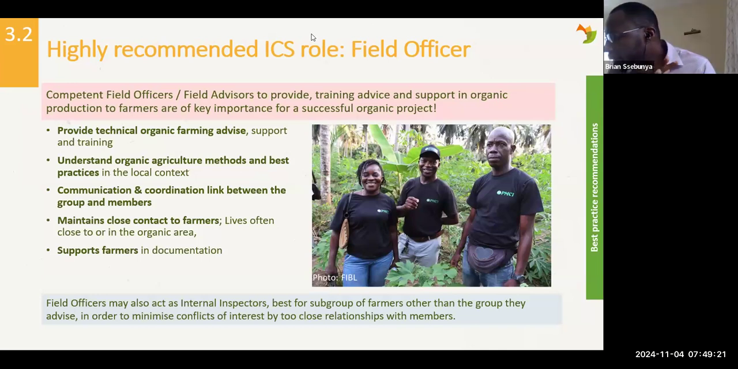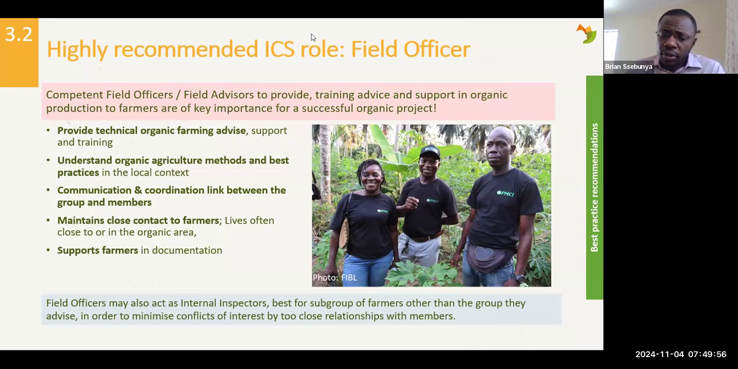There is another role that is critical for the ICS, which is not directly mentioned by the standards: the field officers, and I'm sure you all know them. In some cases, we call them trainers, extension officers, field advisors, etc., whose role is really to provide advice and support to farmers.